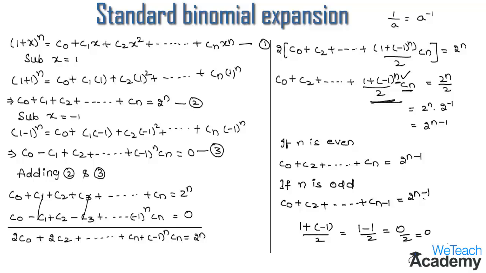So these were the two important properties of the standard binomial theorem. That is, if n is an even number, then c0 + c2 + so on + cn is equal to 2^(n−1), and if n is an odd number, then c0 + c2 + so on + c(n−1) is equal to 2^(n−1). So this is how we prove the important properties of the standard binomial theorem.